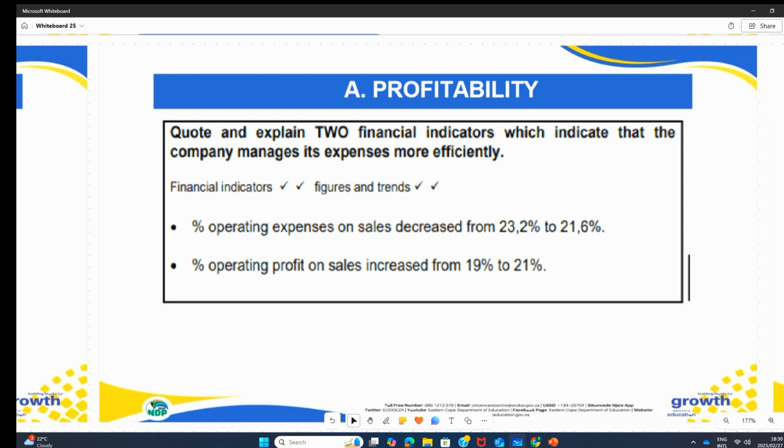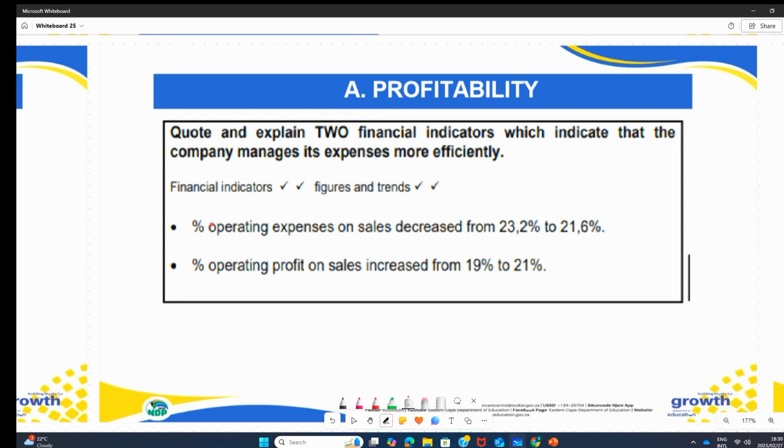Now remember, I also said when you are answering these questions here in analysis and interpretation, it's important for you to quote the financial indicator. Now here, the financial indicator has been quoted. What is this financial indicator? It is percentage operating expenses on sales. All right. Then what else do you need to do? You need to show the trend. What is the trend? Has this financial indicator gone up or has it gone down?